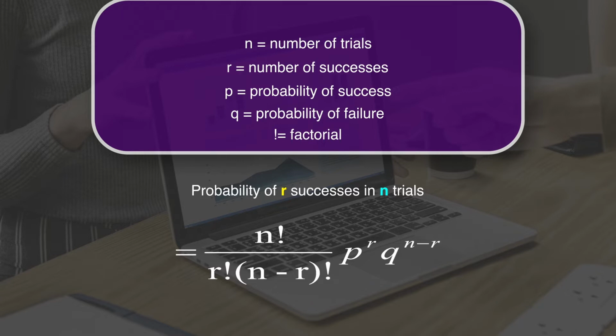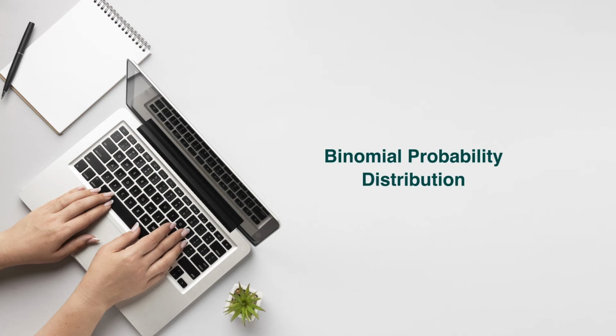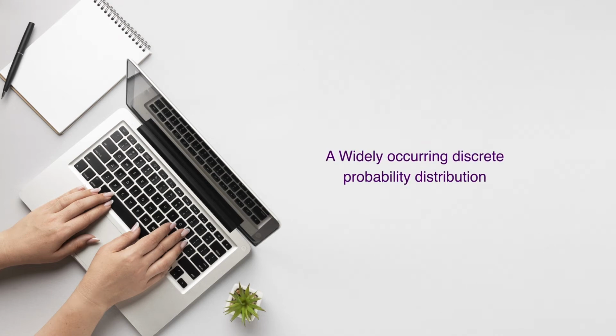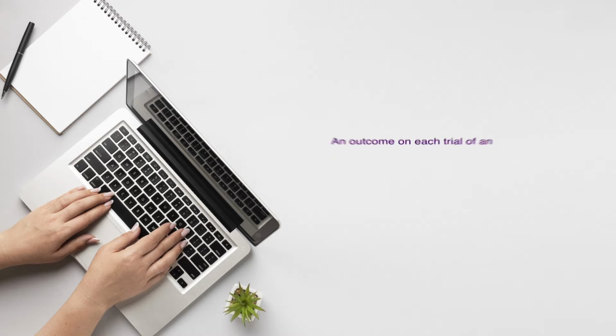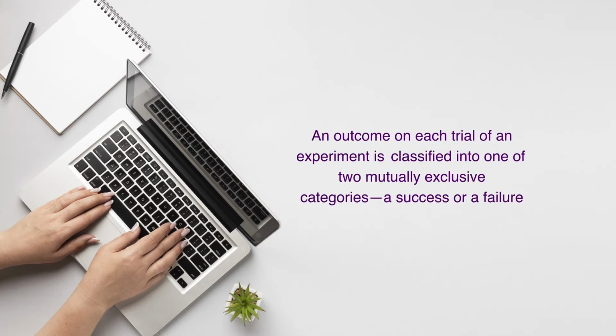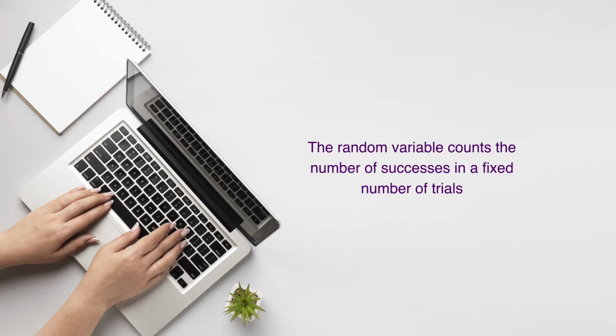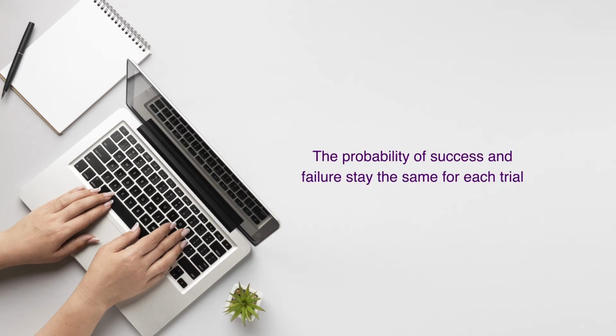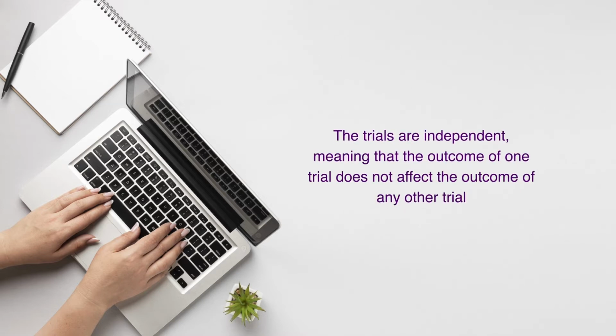The binomial probability distribution is a widely occurring discrete probability distribution, where the outcome on each trial of an experiment is classified into one of two mutually exclusive categories, a success or a failure. The random variable counts the number of successes in a fixed number of trials. The probability of success and failure stays the same for each trial. The trials are independent, meaning that the outcome of one trial does not affect the outcome of any other trial.